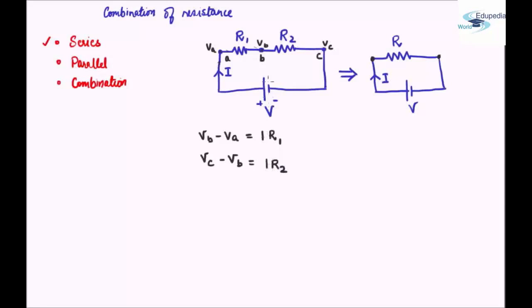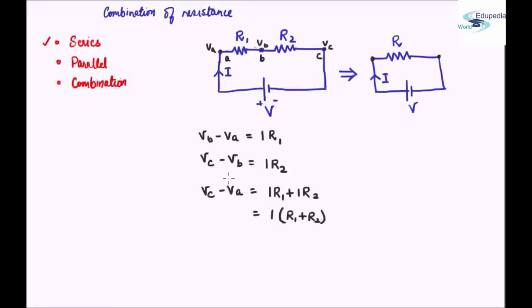Now, therefore what we can say is the potential difference between VC and VA, what can that be written as? VC minus VA is this equation plus this equation. If we add this plus this, then this and this cancels. VC minus VA, that's what we get, and that turns out to be IR1 plus IR2, which is equal to I times R1 plus R2.